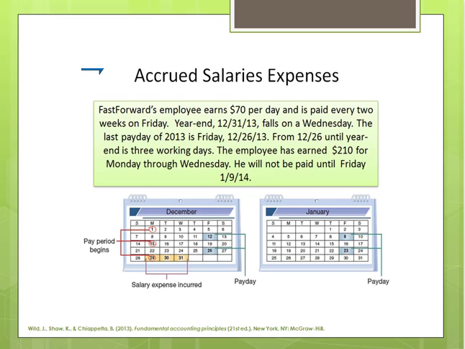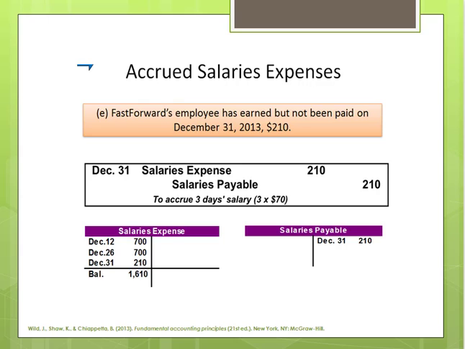So therefore, we need to accrue the $210 for which we have incurred the expense and we owe the employee. To do that, we are going to debit salaries expense for $210 and credit salaries payable for $210. This records both the expense as well as our obligation to the employee.